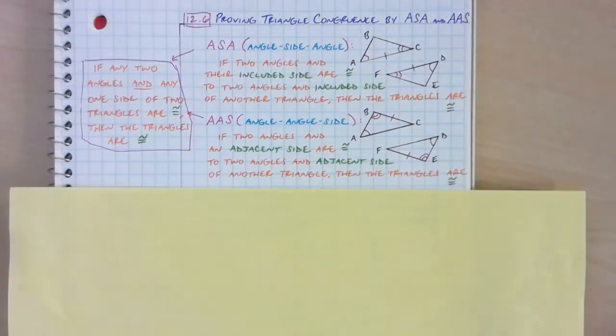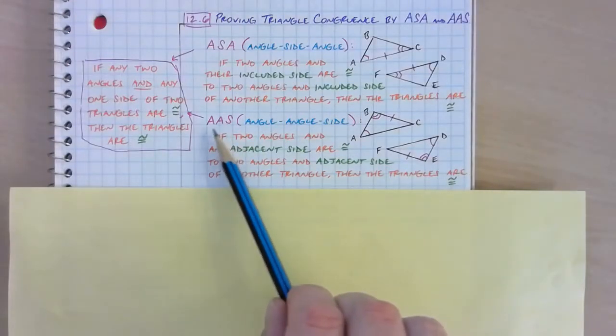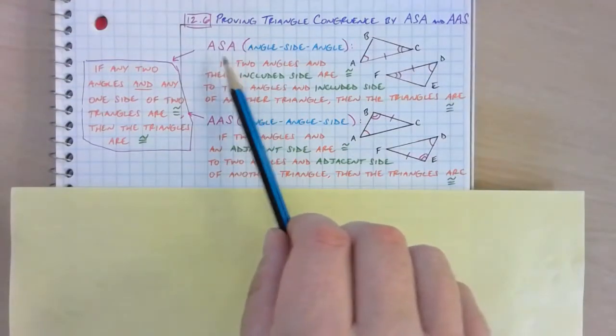It's a minor difference, but it's important to keep that order because this is a recall back to section 3 when we talked about SAS, where I have 2 sides and the included angle, the angle sandwiched between them. So the actual acronym itself, the order of the letters, ends up mattering.